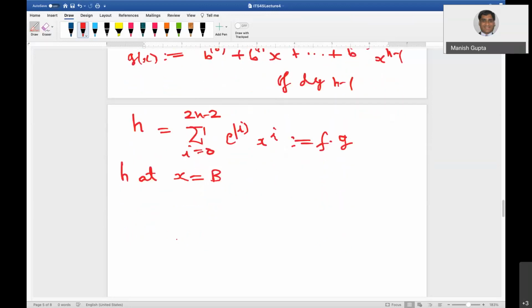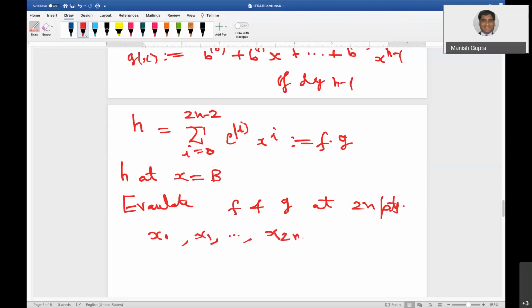Now, just like in the previous case, we evaluate f and g at endpoints. There it was 2k minus 1 points, x0, x1, up to x_{2n minus 1}. And we compute the product f of x_i times g of x_i equal to h of x_i.